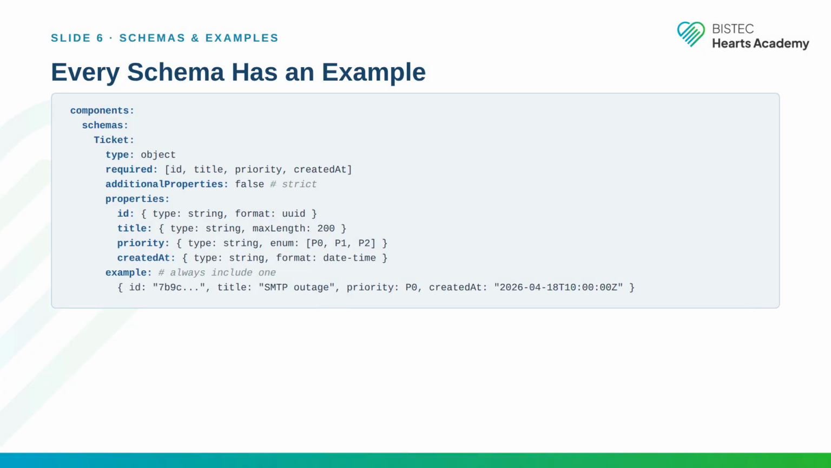Every schema defines type, required, additionalProperties, and properties. Strict by default: additionalProperties equals false. And every schema has an example. Graders check those 2 things: strict bodies and examples. No schema ships without both. On screen is the ticket schema with ID, title, priority, timestamp, and a concrete example object.